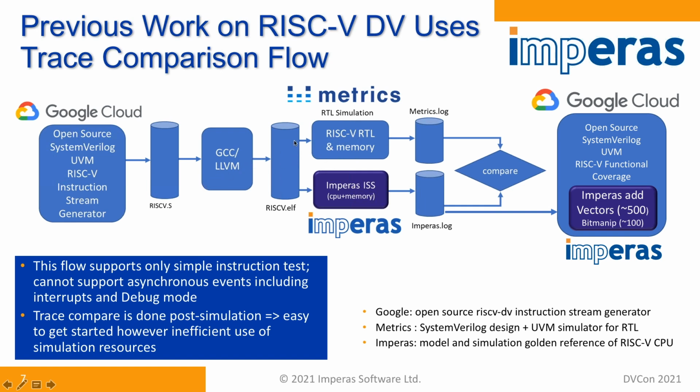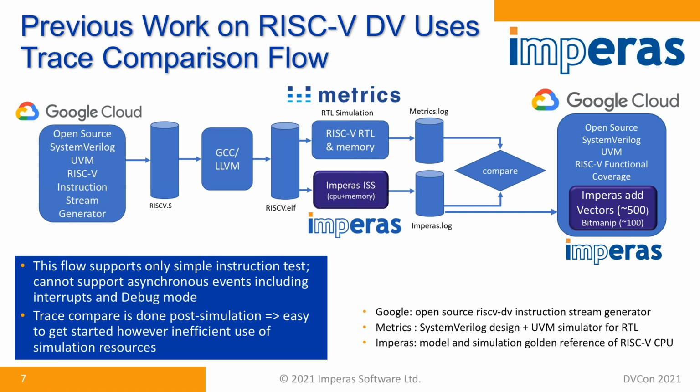And so here the test stimulus went into both the RTL and into the Imperas reference model. There were log files produced with the instruction traces, and post-simulation, after simulation, a comparison was done to make sure that the results were the same. Now, there's also functional coverage that's been added into that to see just the quality of the verification you're doing.